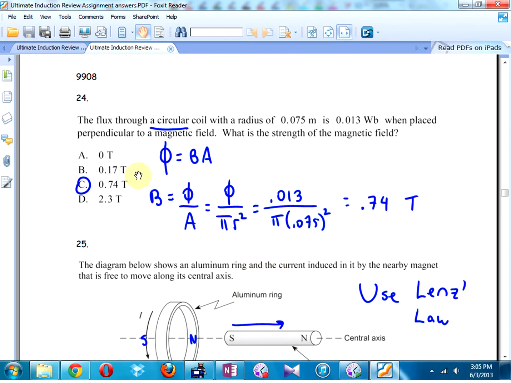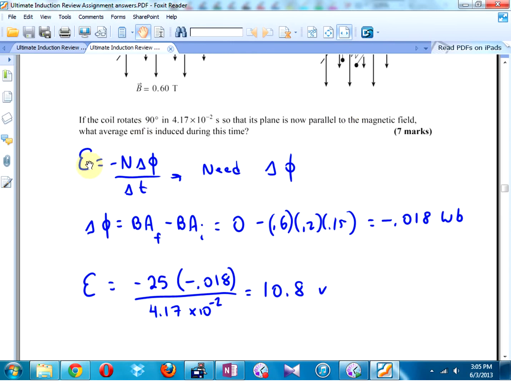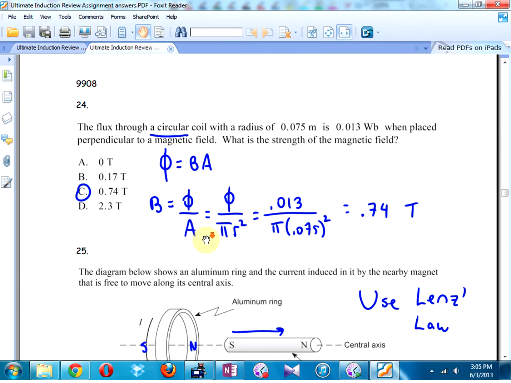Sure, asking you to use this equation, but giving you the other variables and saying, oh, find T or find N, or if it's a change in flux, find the magnetic field or the area. If I do that, though, one of the fluxes will be 0 to make the equation a little cleaner, okay? So like this one here, what's the strength? I gave you the flux in Webers and the radius.